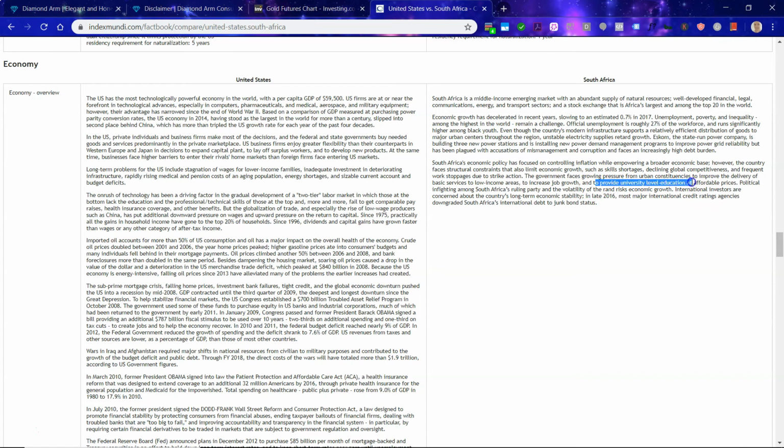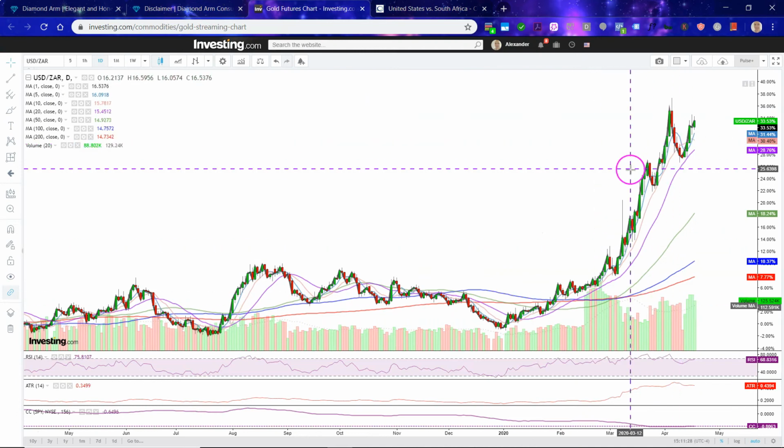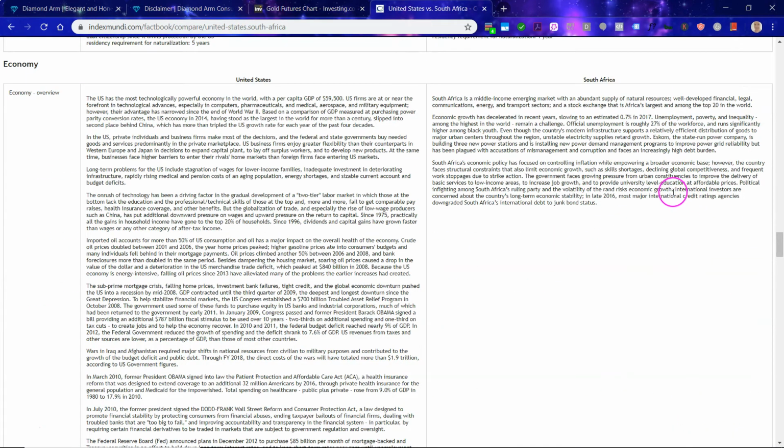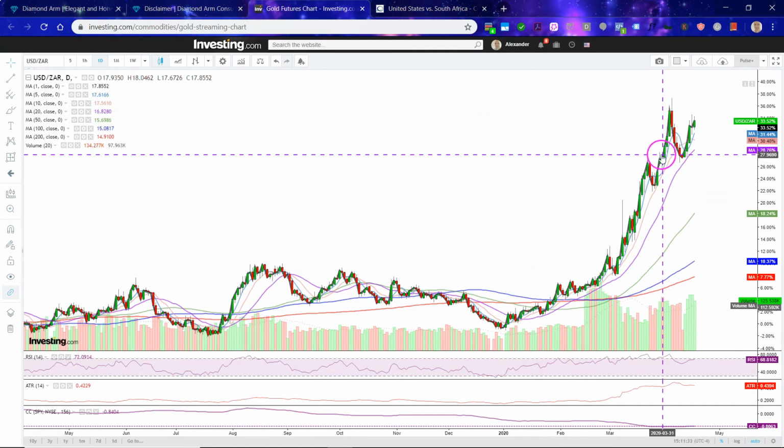Well, the key as far as university education is that it should have utility value, because this is just a mess in the West. Political infighting among South Africa's ruling party and the volatility of the rand risk economic growth. As we saw in the charts, this is very volatile. And this strengthening of the US dollar means that the South African rand weakened proportionately.